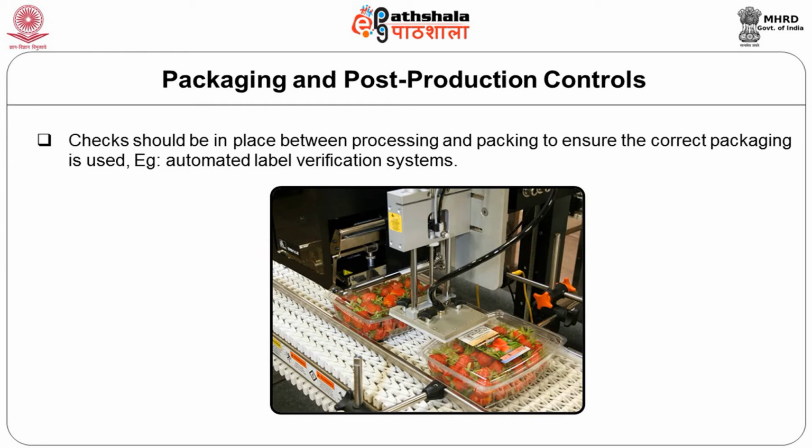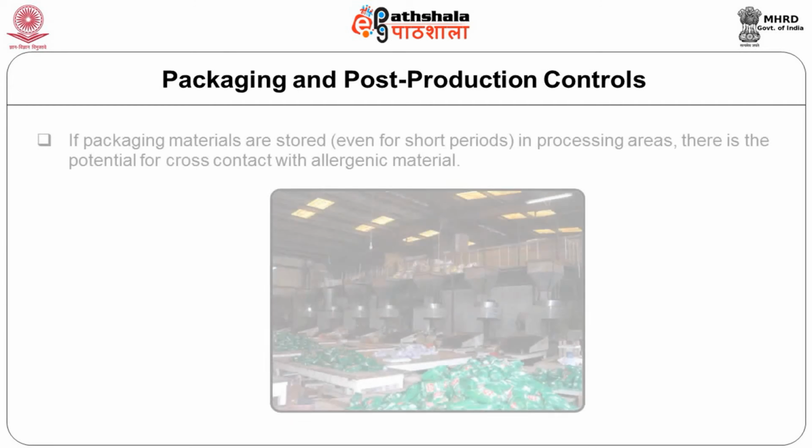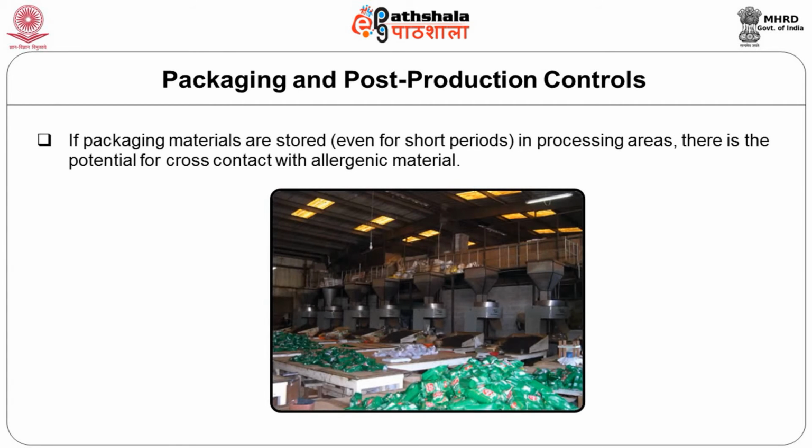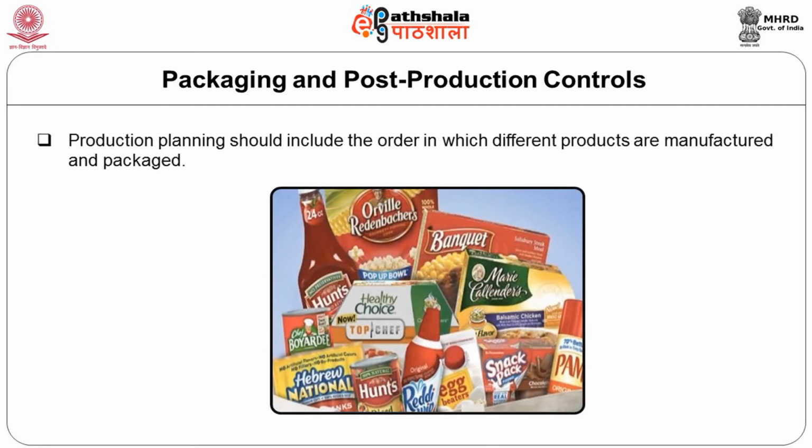For example, use of automated label verification system. If packaging materials are stored in the processing area even for a short period, there is a potential for cross-contact with allergenic materials. Production planning should therefore include the order in which different products are manufactured and packaged.